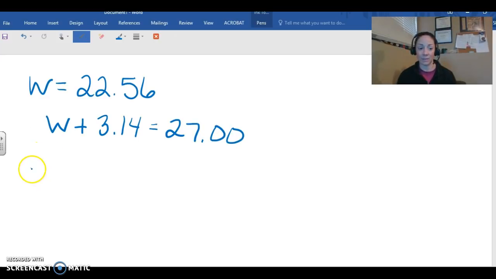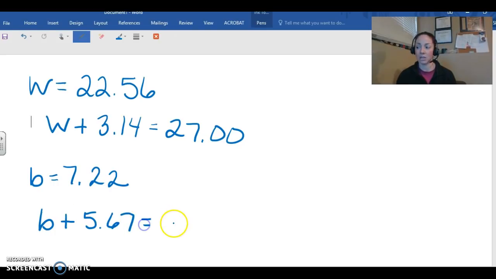And then B, we're going to say B is equal to 7.22. Is that the correct solution to B plus 5.67 equals 12.89? So, show your work and bring it to class with you, and I'll see y'all in class.